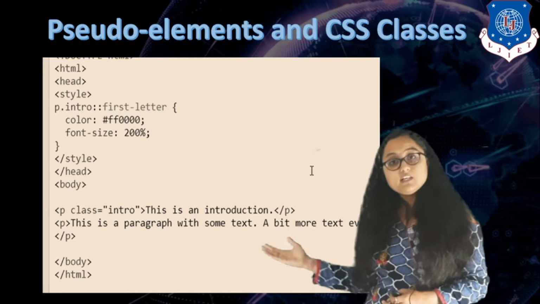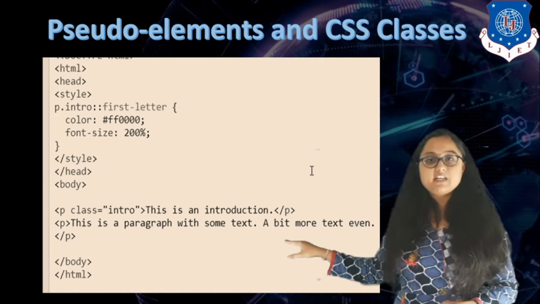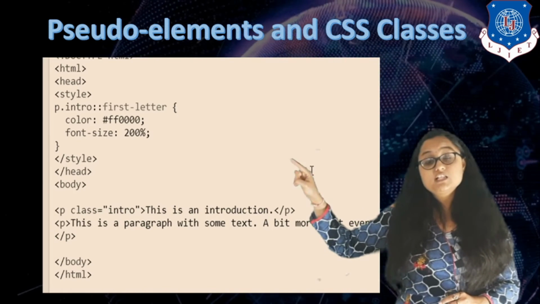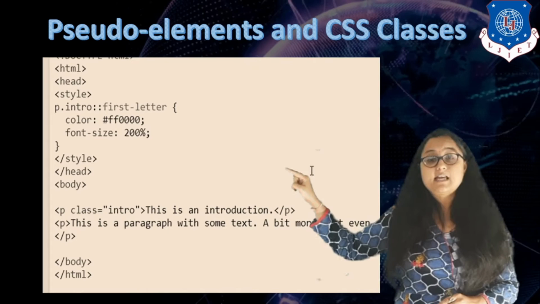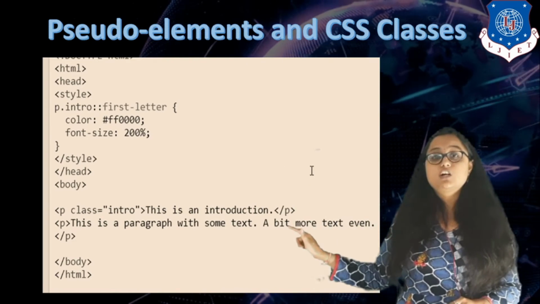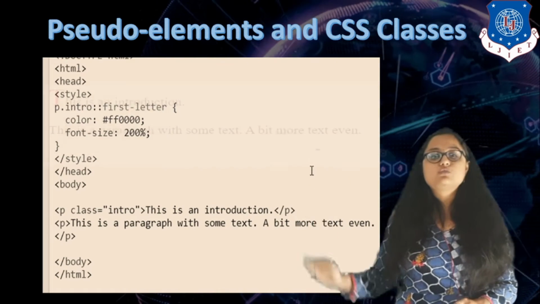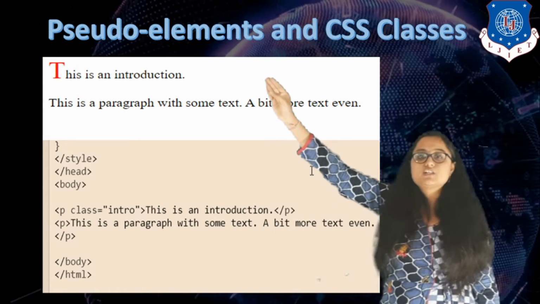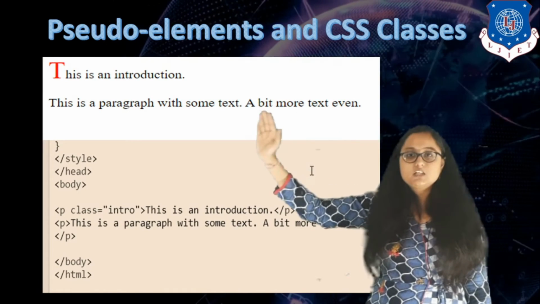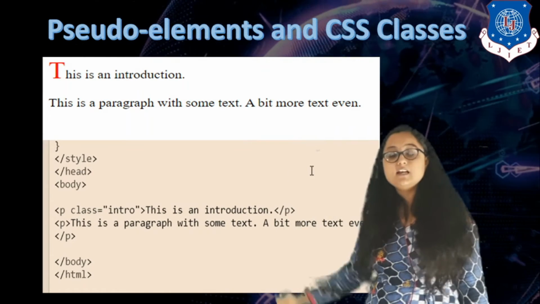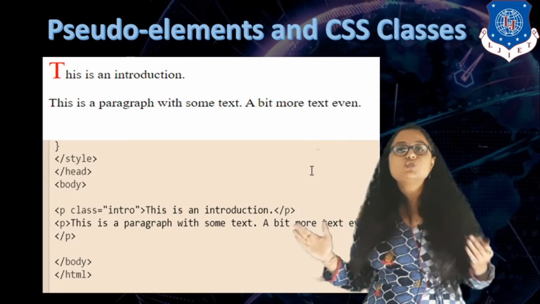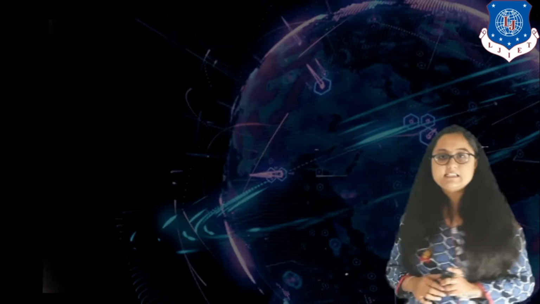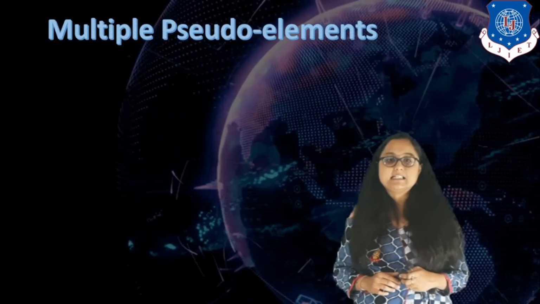So now what will be the output? Will the first letter of the second paragraph be changed? No. Why? Because I have specifically told in my CSS style, change the first letter styling only to the paragraph whose class is intro. So here you can see for my first paragraph the first letter style has been changed to red color and font size is XXL. For my second paragraph there is no change in any styling. So yes, you can use pseudo elements along with the CSS classes. You just need to remember the syntax.